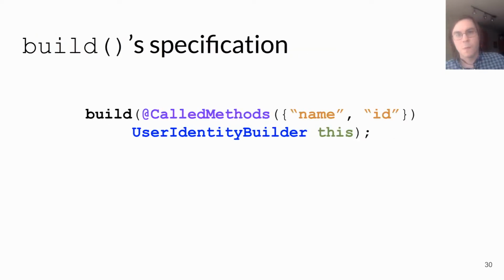And this leads to a specification for the build method that has a sort of pluggable type attached to it. You can see this @CalledMethods of name and ID is saying that the receiver object, this object here on the user identity builder, must have had its name and ID methods called. And so this is how our tool actually implements this.